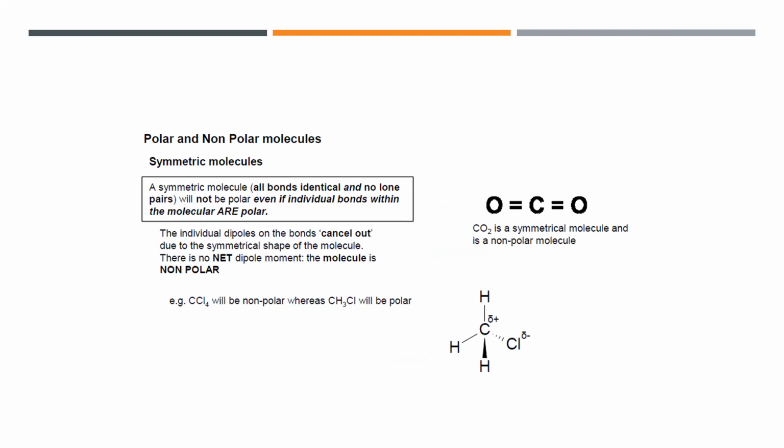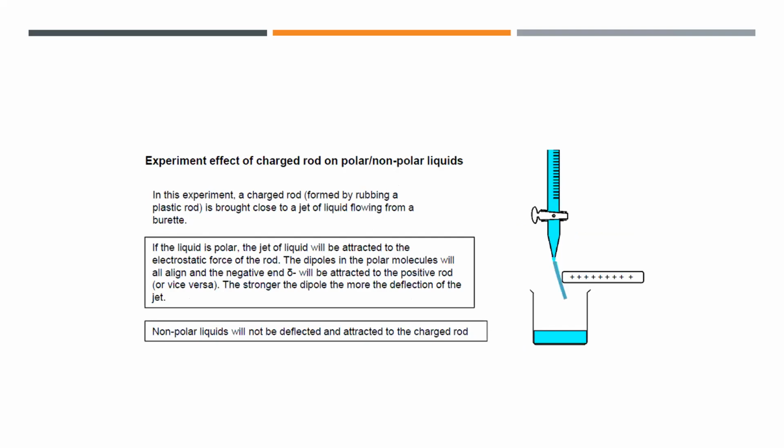When bonds are polar, sometimes the molecule might be polar, and might be non-polar, depending on the geometry of the molecule. If we have a symmetrical molecule such as carbon dioxide, even though the bonds are polar, the overall dipole moment is zero as the oxygen atoms cancel out each other. So this will be a non-polar molecule with polar bonds. Whereas chloromethane is not symmetrical, as one of the bonds is different from the rest. So the bonds are polar as well as the molecule being polar.